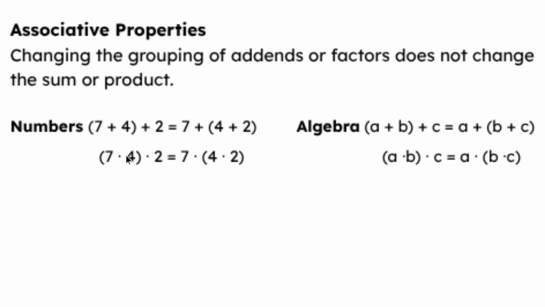And then that's the same thing for multiplication. I can multiply 7 times 4 first, or I can multiply 4 times 2 first and then multiply by 7, and I'll get the same answer. So it's going to be the same thing. If I'm just multiplying, I can multiply these two numbers first or these two numbers first and then multiply by that last number.